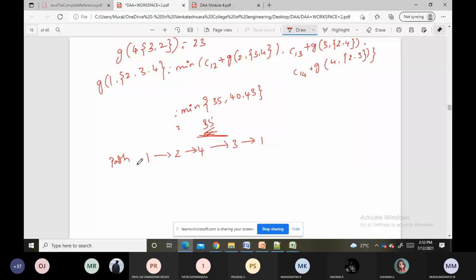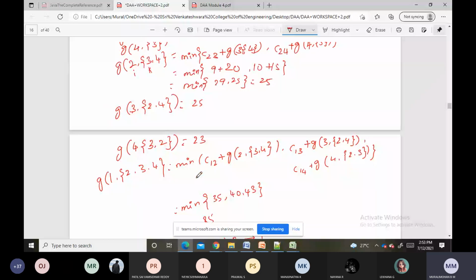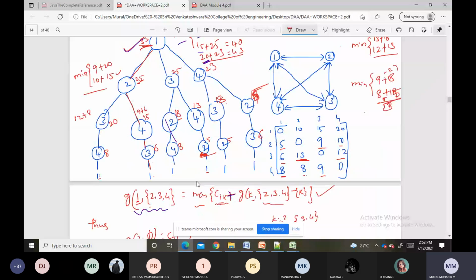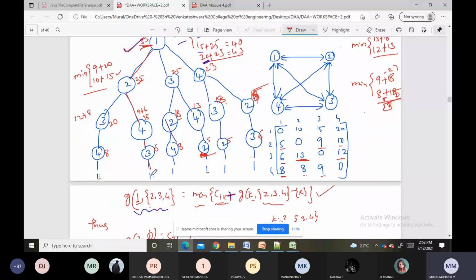Is it the same, 1 2 4 3 1? Yes, you can check here, in the brute force method also we got the same path. 1 to 2 he will go, 2 to 4, 4 to 3, again 3 to 1. So in the brute force method also we got the same answer. Yes or no? Clear? So any doubt here?